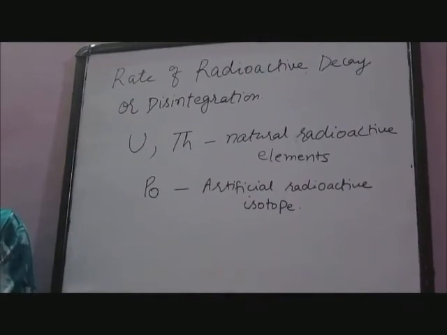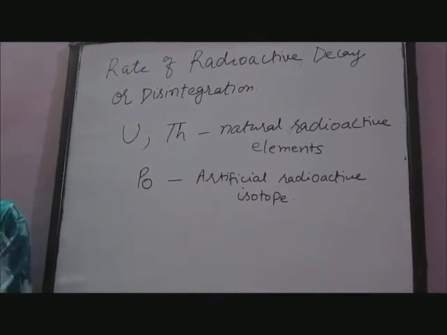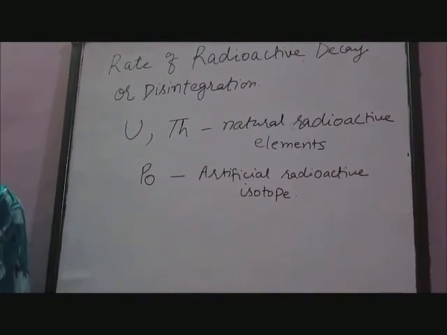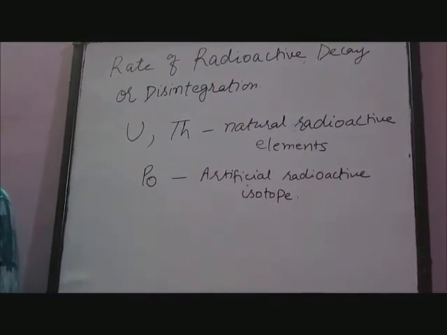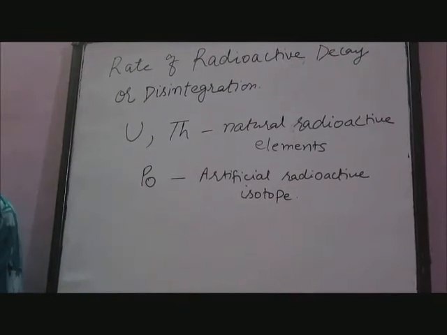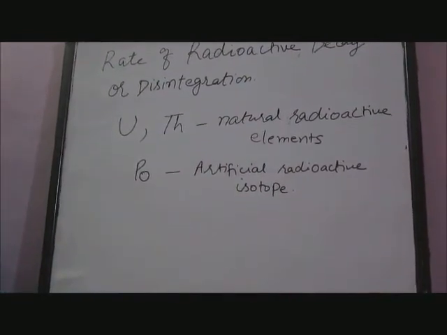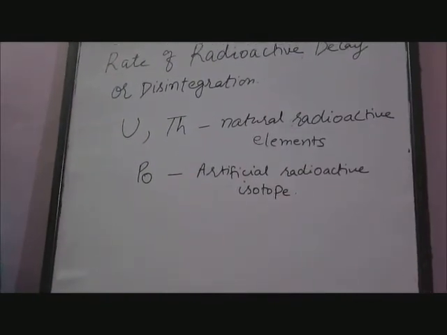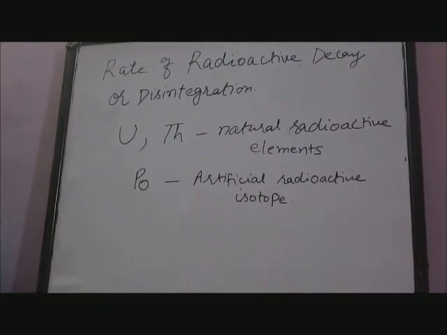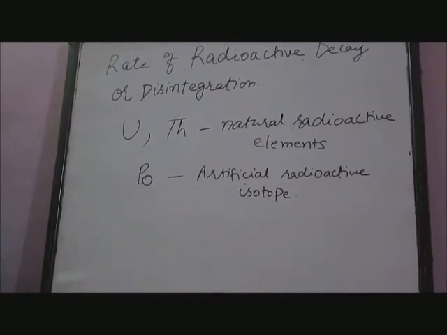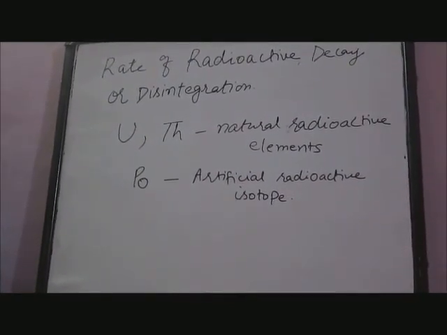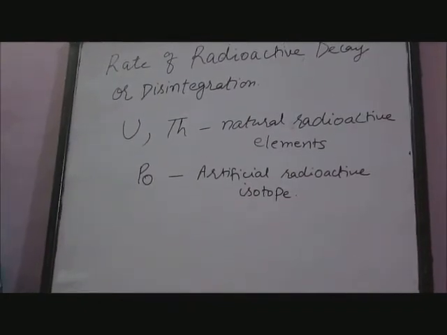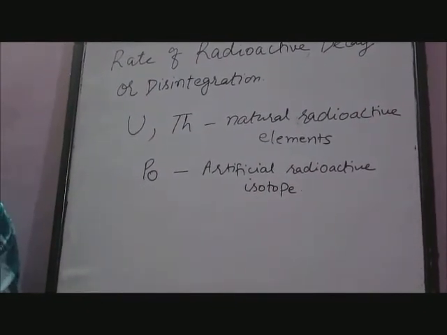The emission of particles by any radioactive element or radioactive isotope is called radioactive decay or radioactive disintegration. The rate of disintegration or decay at any time depends upon the number of atoms of the radioactive element or isotope present at that time. Hence, radioactive disintegration follows first order kinetics.